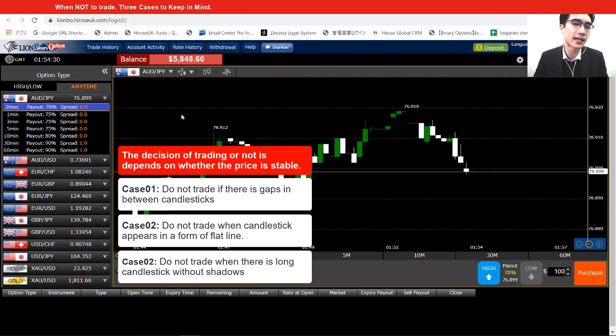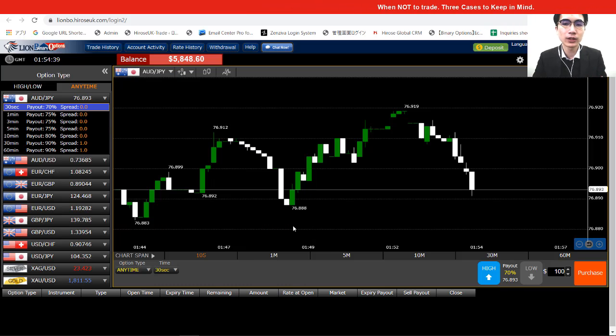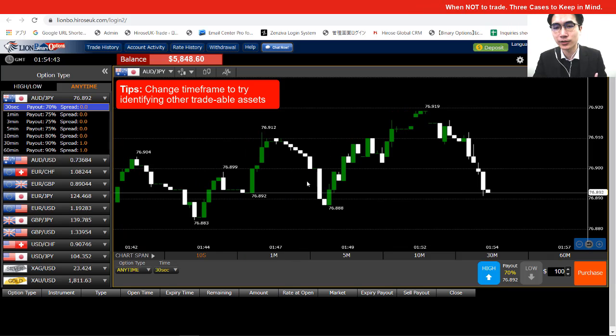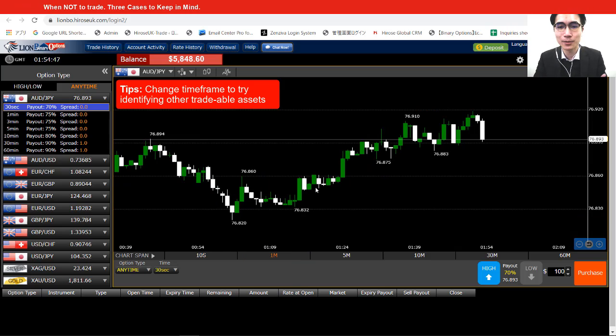The scenarios that I explained just now are all when the price is volatile. So keep that in mind. If you see a candlestick like this, we do not trade. So what do we do next? We can actually browse on different currency pairs and on different time frames, just to see whether there is a better movement.